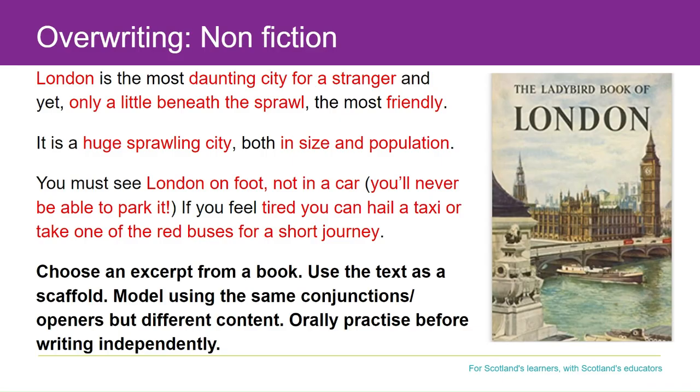This is a really nice example of a bit of non-fiction work using conjunctions. This is called overwriting, and James Clements is the author of the book called Teaching English by the Book and shares this really simple scaffold for modelling different language structures, in this case using conjunctions. The idea is to take an excerpt from a text as a scaffold, use the conjunctions as a model to adapt the texts for different contexts.